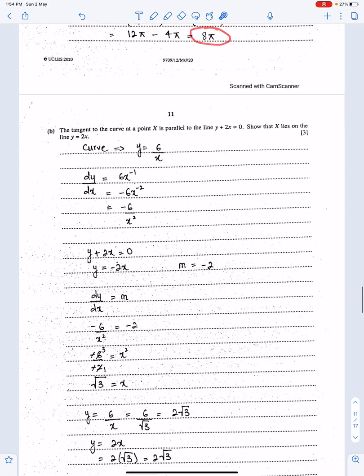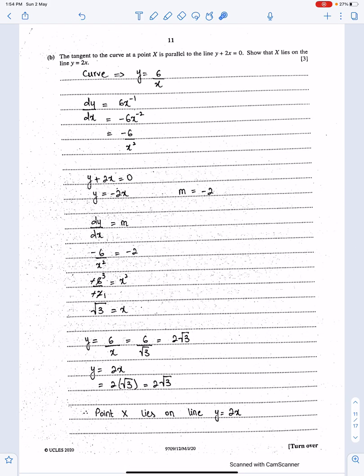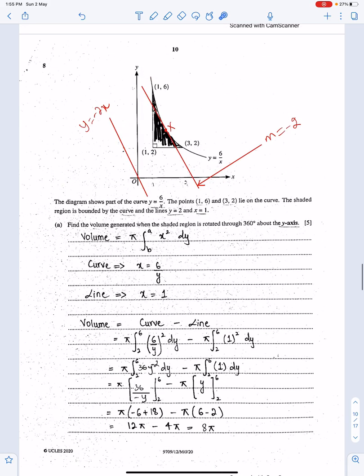Next part. The tangent to the curve at a point X is parallel to this line. Number one, draw this line. This is here, y is equal to minus 2x. And the tangent to the curve at X is parallel to this line. This is the tangent. So the gradient of the tangent must be minus 2, because the gradient of this line is minus 2.